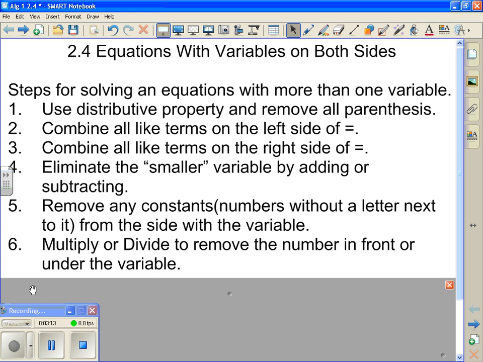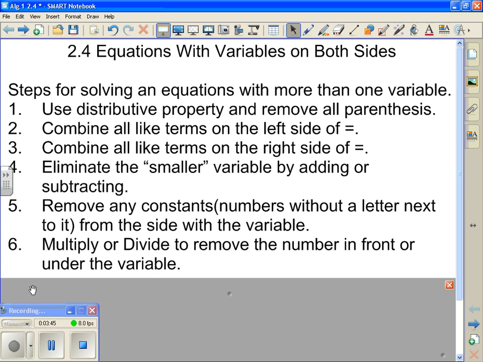Now, these are not hard rules, they're guidelines. Every problem is different, but 95% of the problems can be solved using these 6 steps. Not all of the steps will be used in each problem. Some of the problems you can skip several steps because they don't really apply. But if you follow these 6 guidelines, you should be able to solve almost any equation.